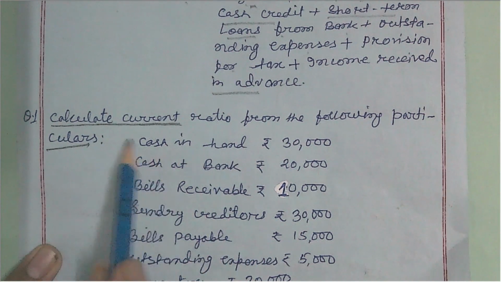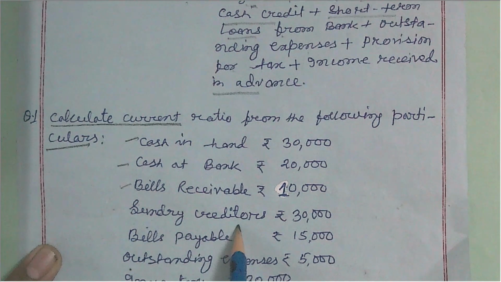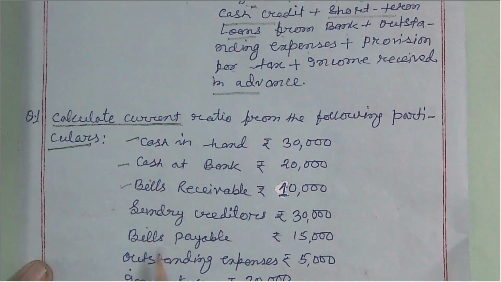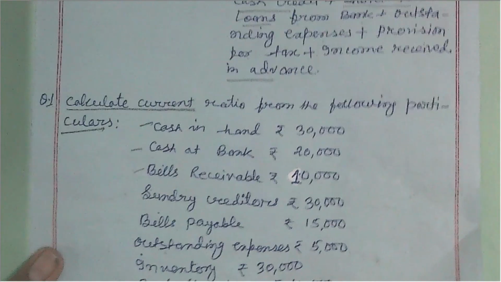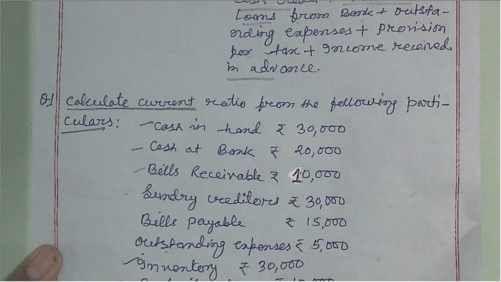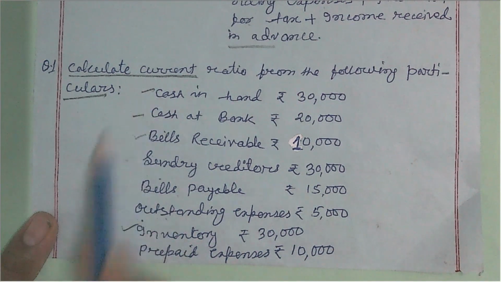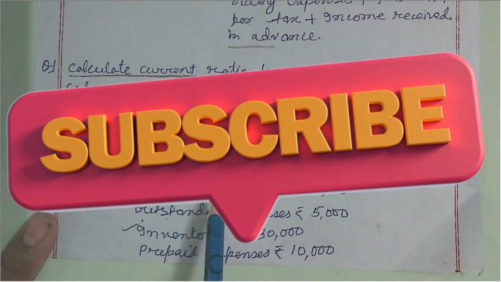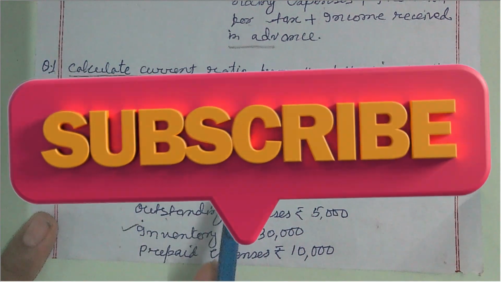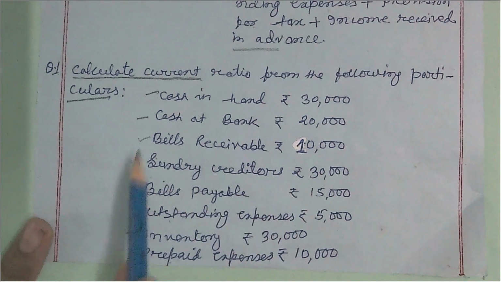Here cash in hand is a current asset. Cash at bank is a current asset. Bills receivable is a current asset. Sundry creditors, current liabilities. Bills payable, current liabilities. Outstanding expenses, current liabilities. Inventories, current assets. Prepaid expenses, current assets. So now with this information, you have to calculate current ratio. Okay, now this is the question.